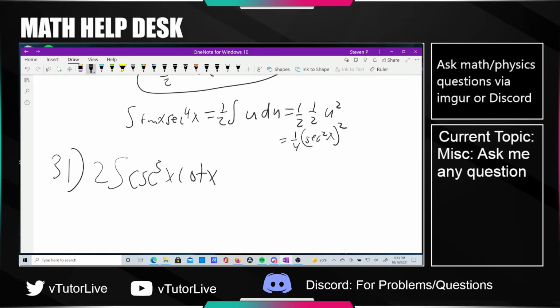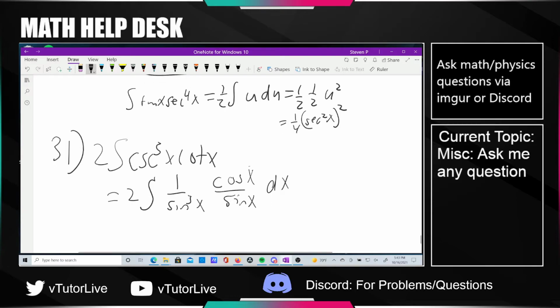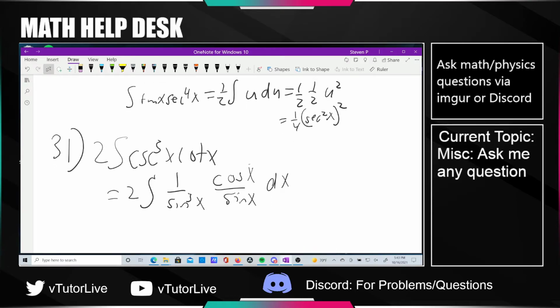Okay, so how did I do this one? I think for this one, I just wrote it out and saw what it looked like. So cosecant, this is just equal to 2 times the integral of 1 over sine cubed of x. And cotangent is cosine of x over sine of x. Well, hang on. This is starting to look real nice too.